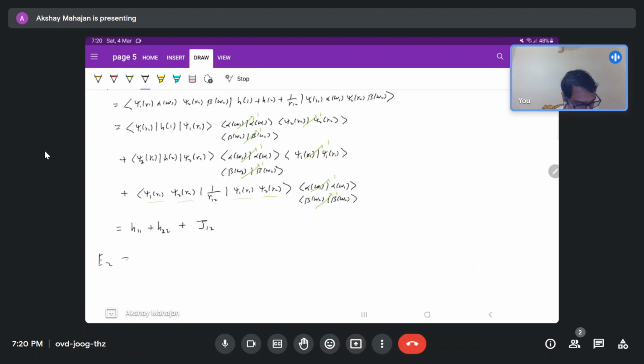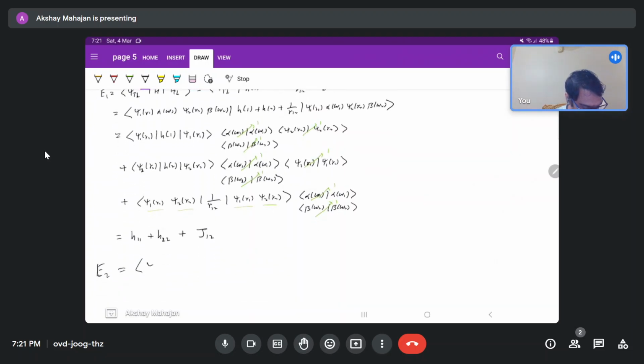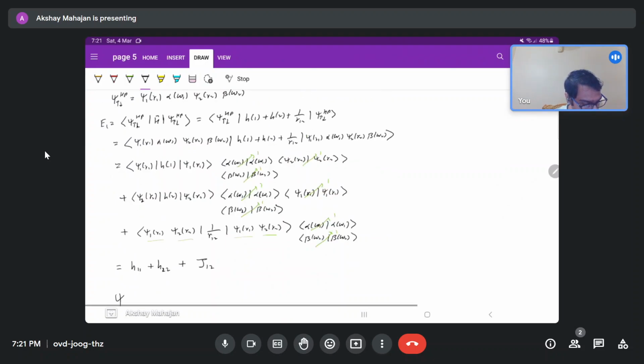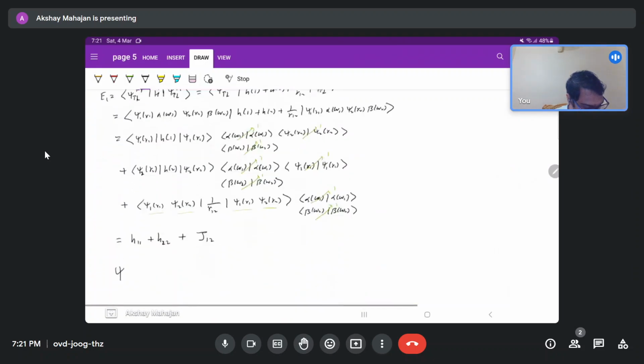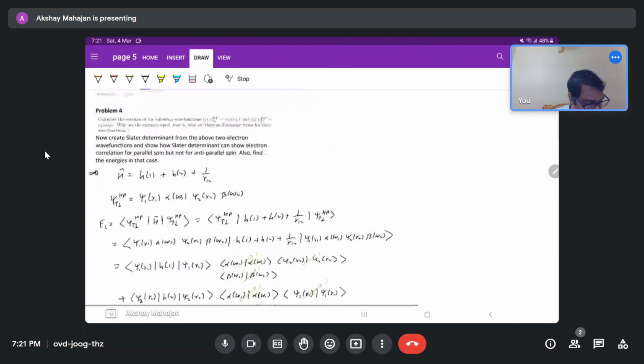Similarly, if you do the same calculation for E2, let me write what our other Hartree product is. Our other Hartree product will be psi up, basically the same spins.